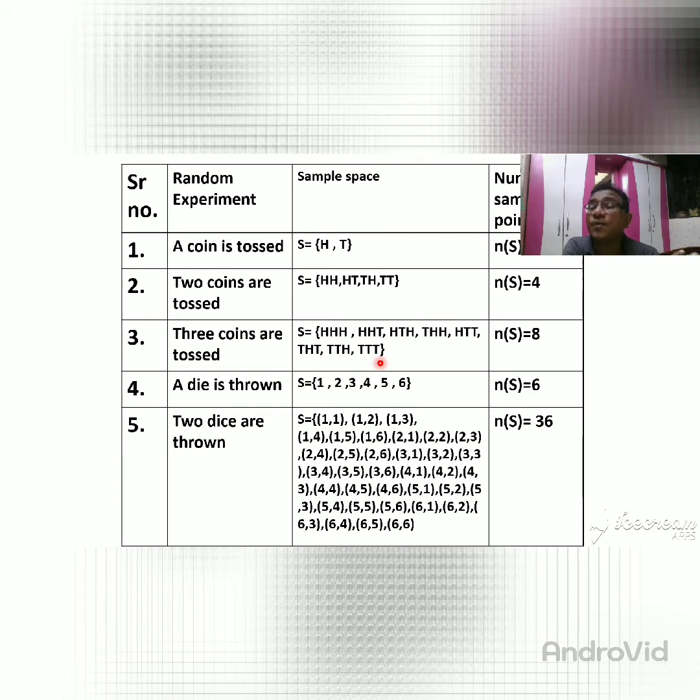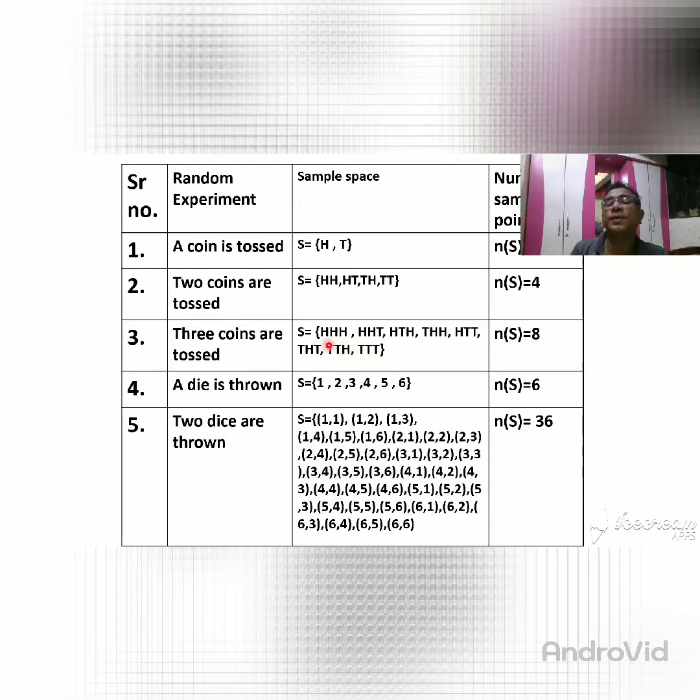Suppose you have another sequence that you remember well, then you can keep that sequence in your mind and write the sample space when you throw the 3 coins. But remember that when you throw the 3 coins, the sample space is 8, and you first start from head.